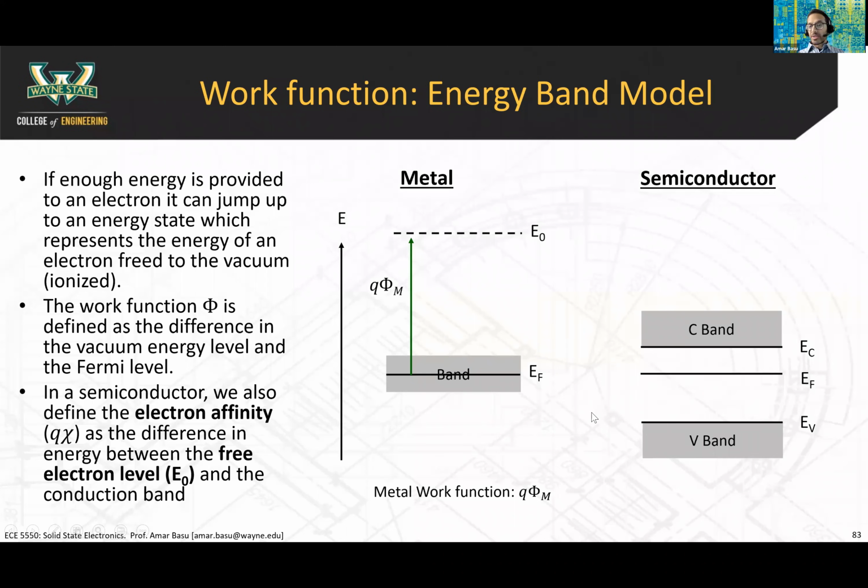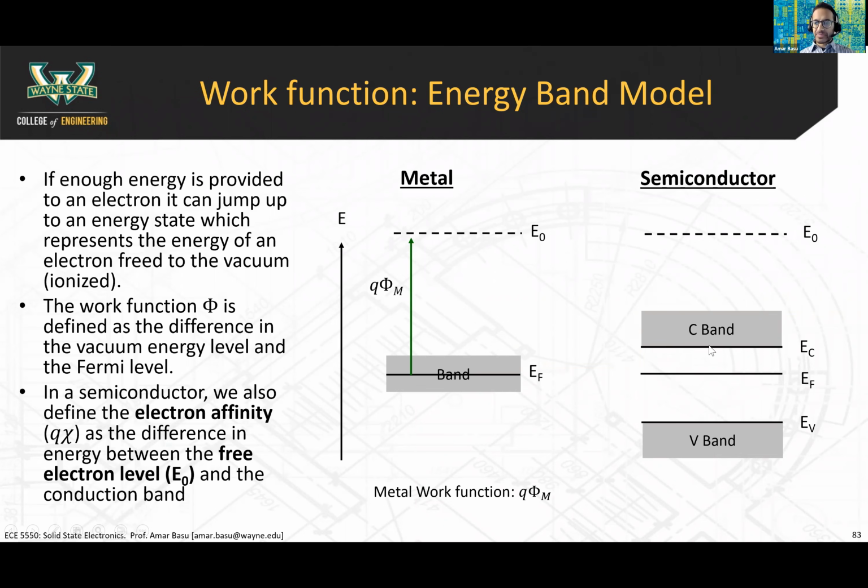Okay, so in the semiconductor, you also have E sub 0, which represents the free electron level. Even in a semiconductor, if you bombard an electron with enough energy, that electron can go all the way up to the free electron state, meaning it's not just loosely bound to the lattice. An electron that's in the conduction band is loosely bound to the lattice. It can move around, but only within the lattice.